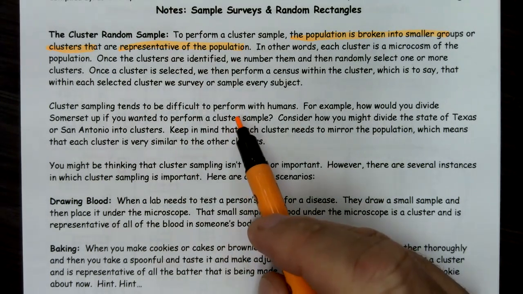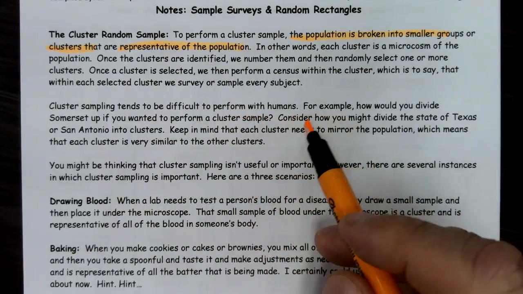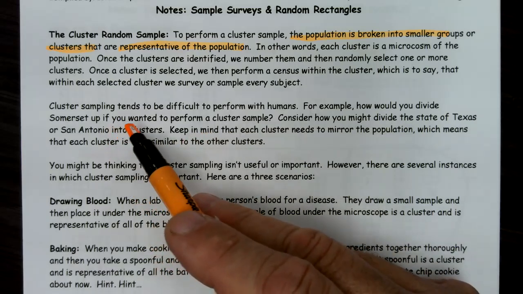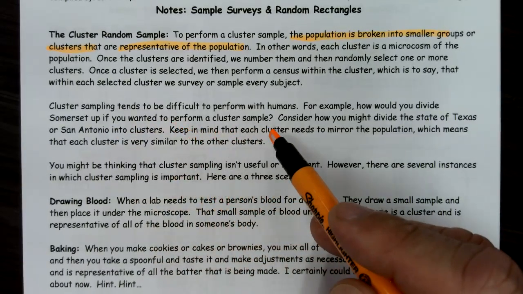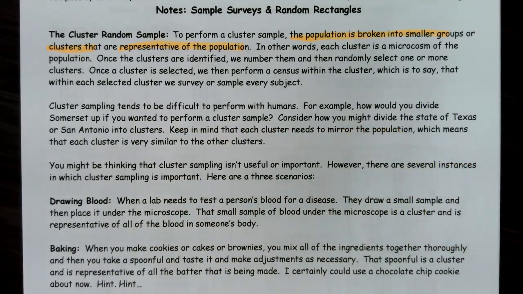Cluster sampling tends to be difficult to perform with humans. For example, how would you divide your school, your high school, or Somerset High School to perform a cluster sample? Consider how you might divide the state of Texas or San Antonio into clusters so that every single group looks the same. And you sit there and go, well, by zip code, it's like, well, does one zip code look like the other zip code? Do they have the same amount of wealth? Do they have the same amount of farming? Do they have the same amount of large homes? And the answer is it's kind of very difficult to do that with humans.